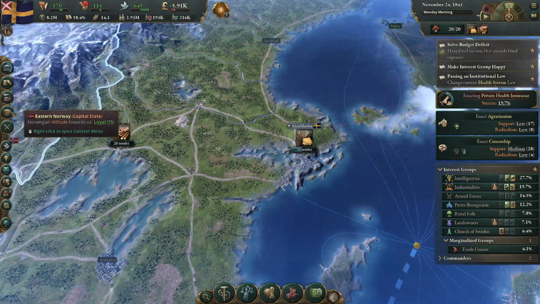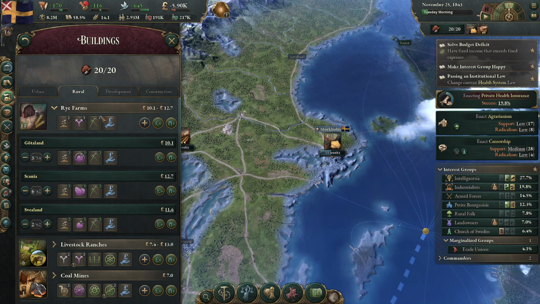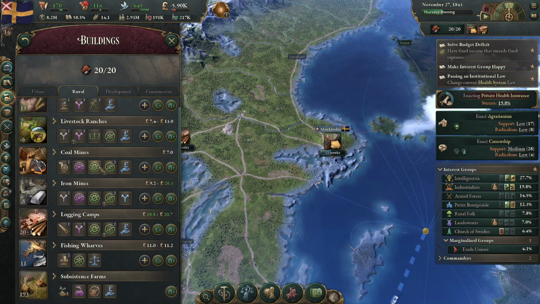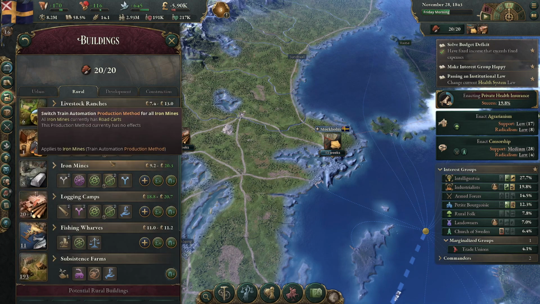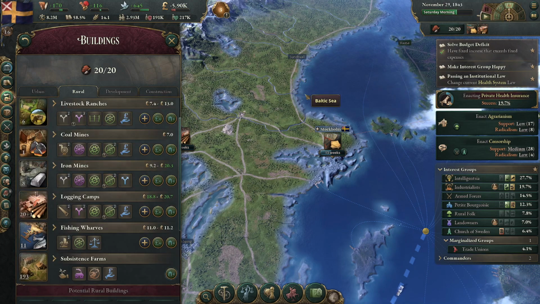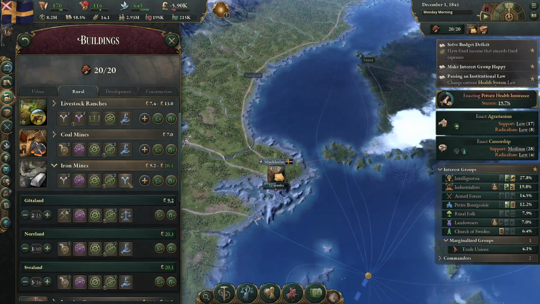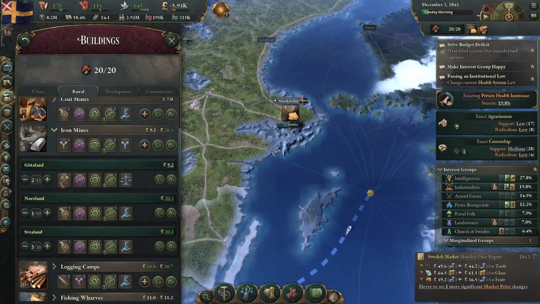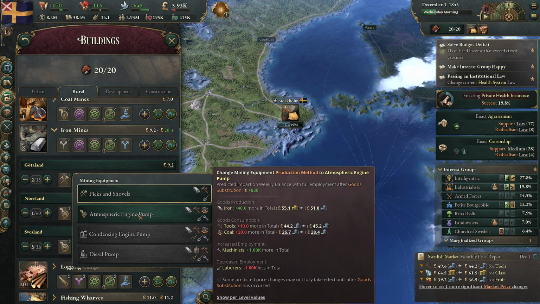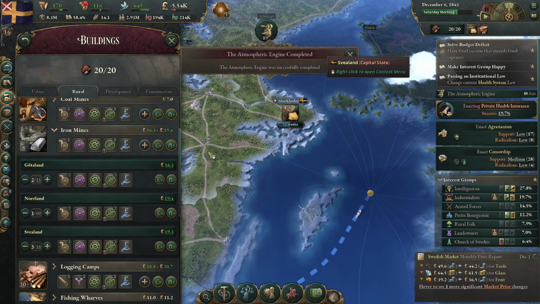Right, so where is the iron? I'll just close that down on the rye farms. I'm a bit inclined to get some more crops for iron mines. What have we got here? What can we improve? We've got atmospheric engines. I think maybe we need to go to that.